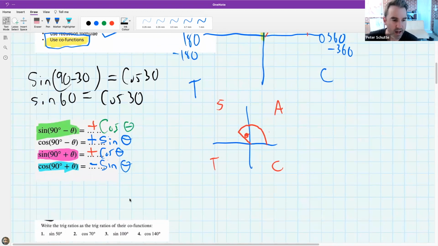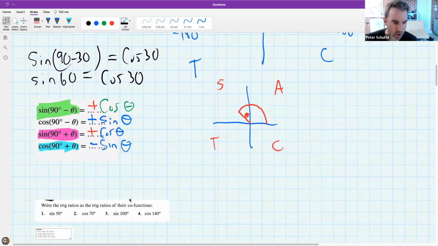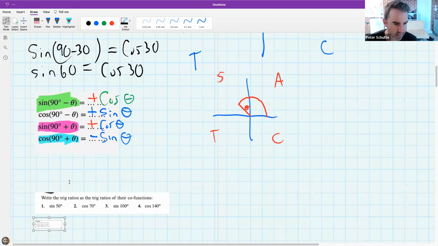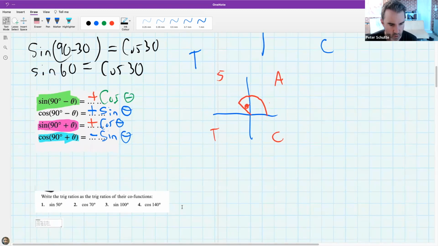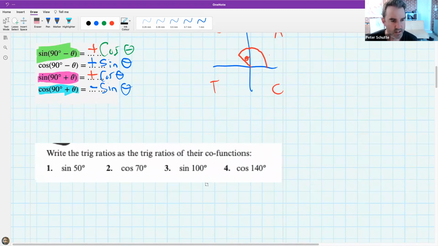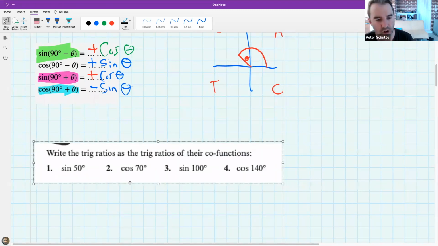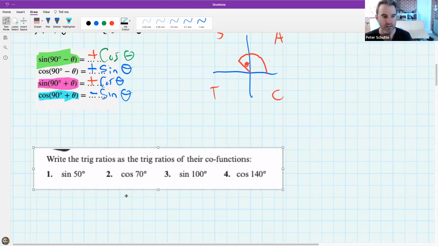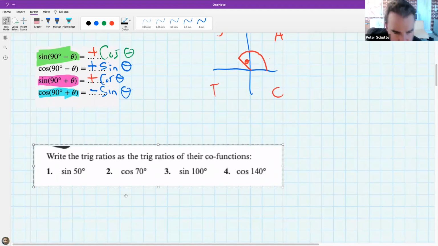Now, I want everyone to try and answer these questions here. I want you to try and write the trig ratios as trig ratios of their co-functions. So do those four for me, 1, 2, 3, and 4. Reduce them using their co-functions. And then if there's a question you'd like to ask, now is a great time to ask it while all the students get busy on questions 1 to 4.